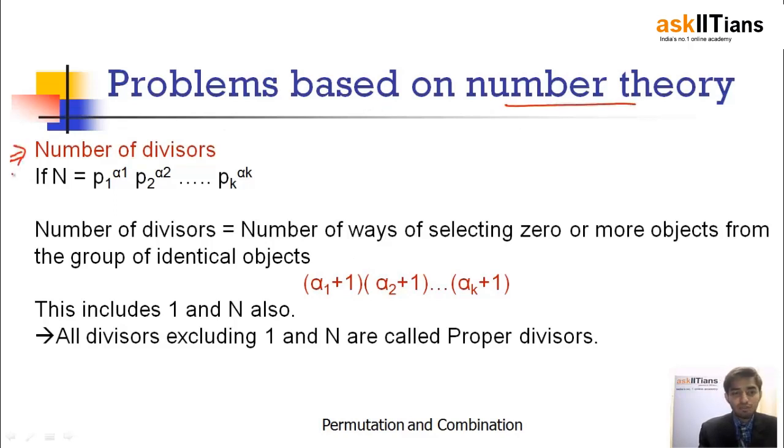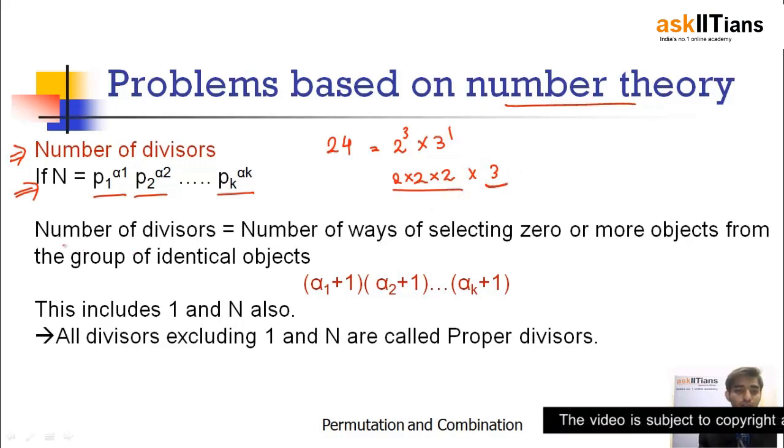Now let us see how to solve problems based on number theory. In that, we will first of all learn how to find out the total number of divisors of any particular number. So if there is any particular number n that can be represented as p1 power alpha 1, p2 power alpha 2, up to pk power alpha k, what we are doing is breaking this number n as a product of primes. Suppose I have the number 24, then 24 can be broken as a product of primes as 2 power 3 into 3 power 1. Here there are three 2's, 2 into 2 into 2, and 3 is repeated once.